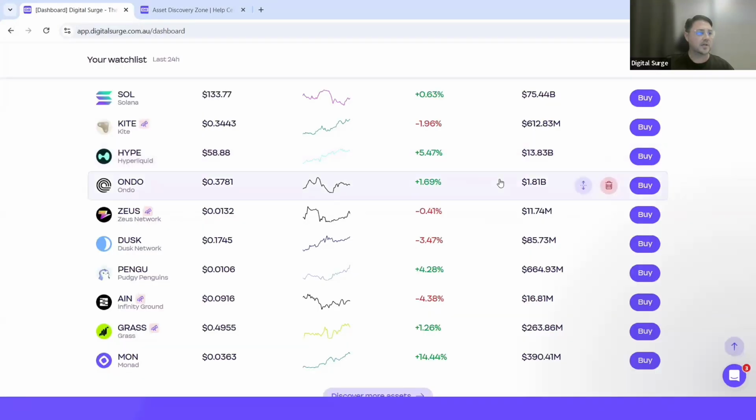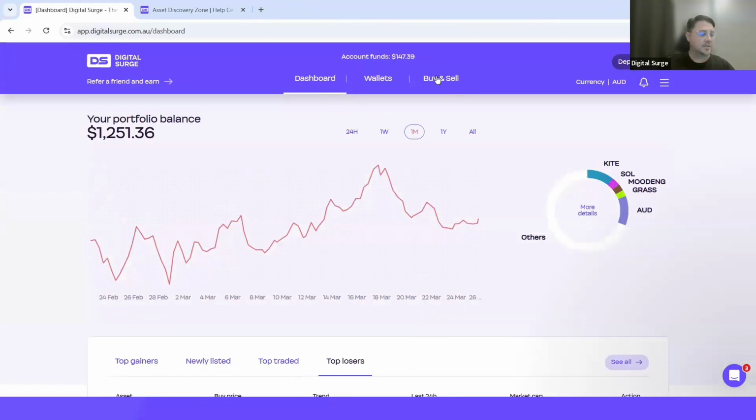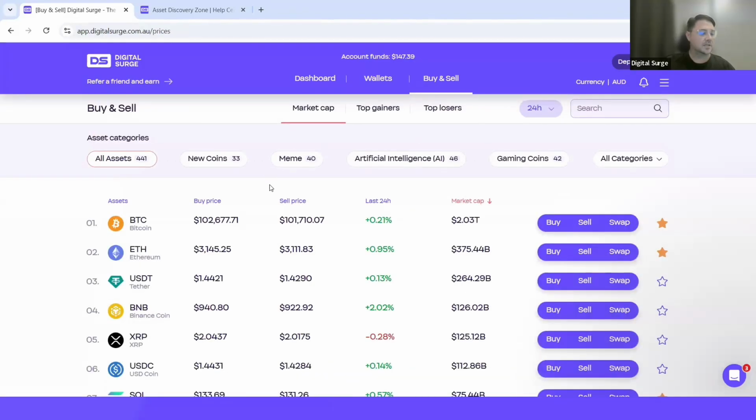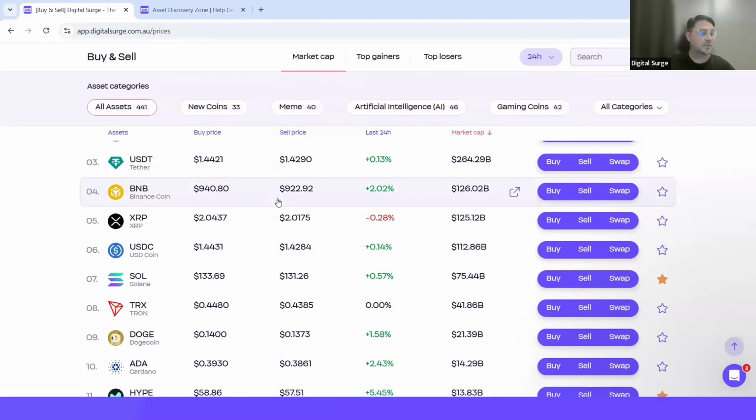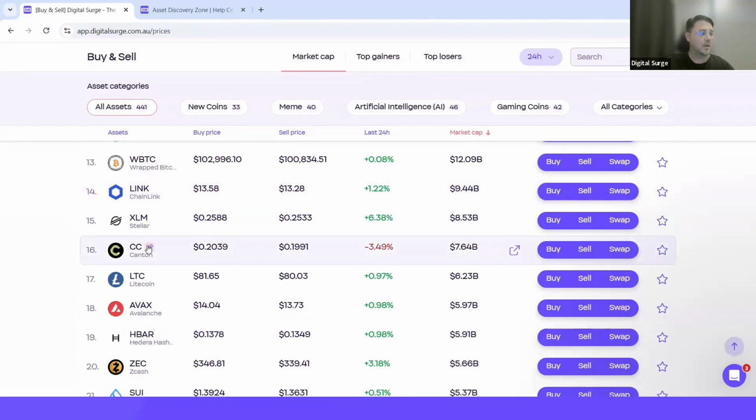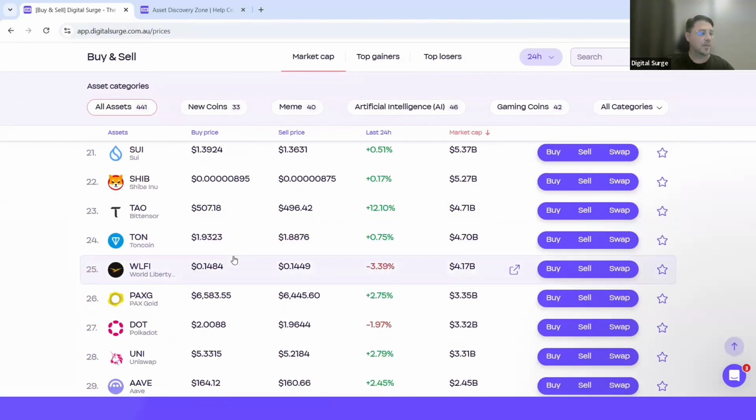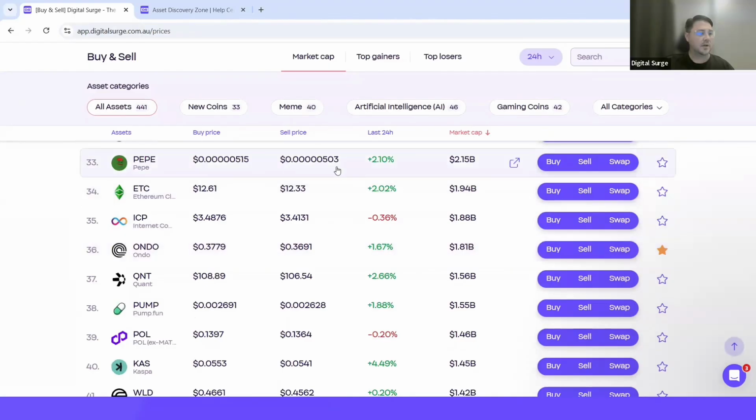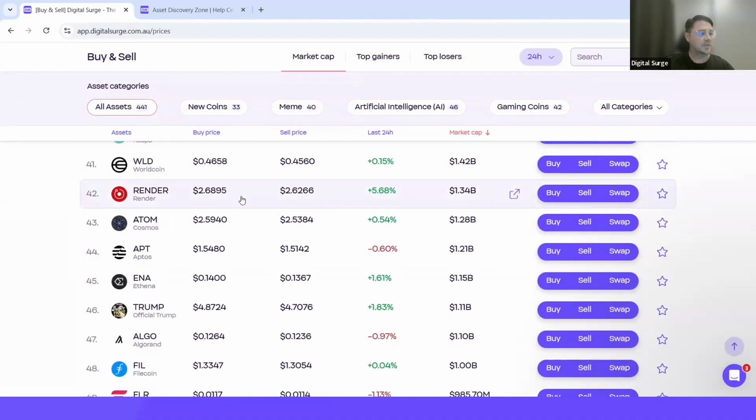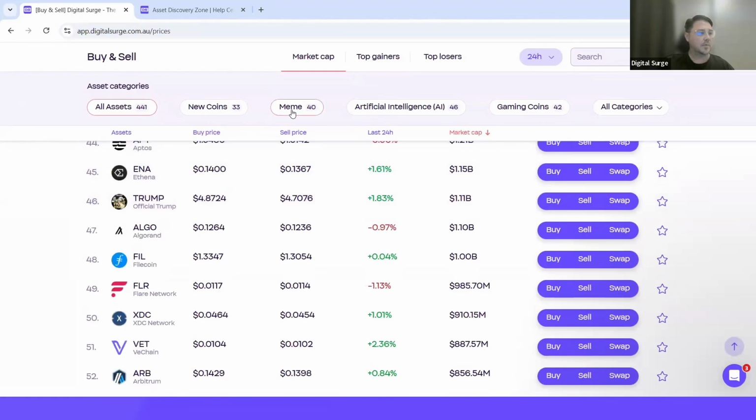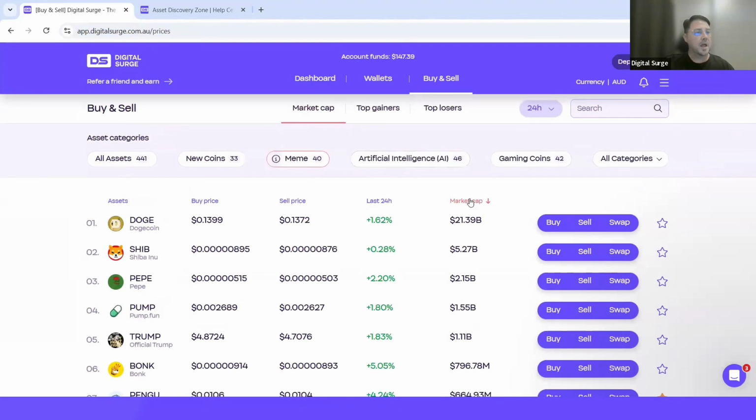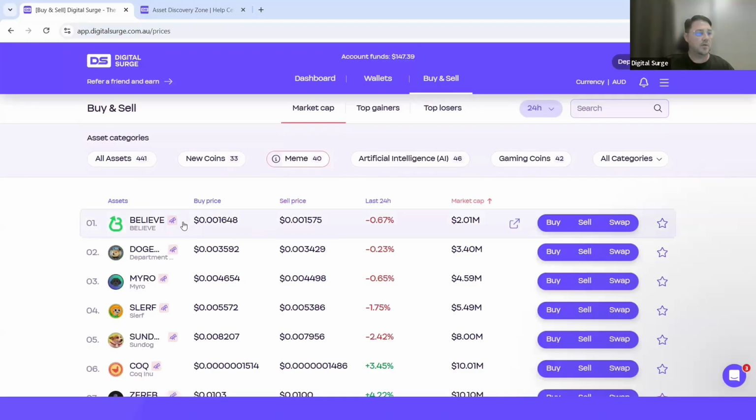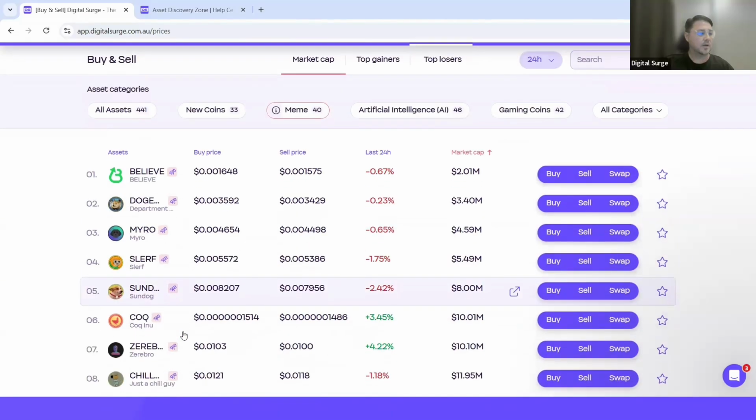Next, we are going to take a look at the buy sell page. The buy sell page is a full list of all the assets on Digital Surge. Discovery Zone assets appear next to all assets, just like we saw on the dashboard. You'll see here that a lot of these larger cap coins, because we are looking at all the assets from largest cap down to smallest cap, you won't see as many of the coins in here. But once we swap over to, for example, the coin category meme coins, and we swap it to look at ones from lowest market cap at the top, you'll find that all of these projects are classified within our Discovery Zone.